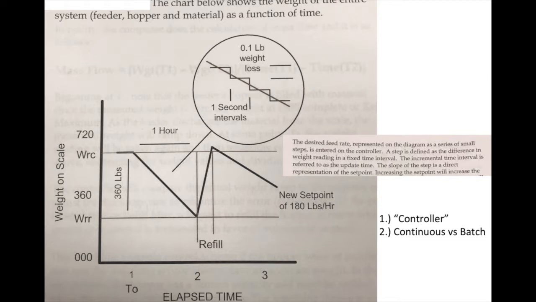Versus a batch system, picture a big tank that we're filling with different ingredients, some powders, some liquids, or all liquids, all powders, and then it gets mixed up. The additions stop as that batch is being used, and then the equipment will start back up again when the next batch is needed.